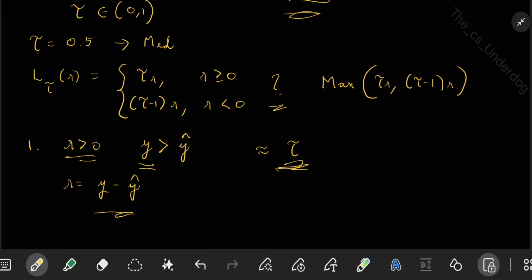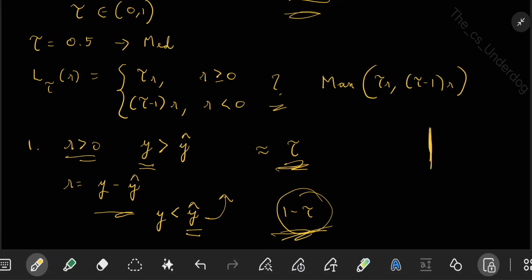But in case y is lesser than y cap, that means whatever you predicted went above the actually expected value. In this case, you are going to apply a penalty that is proportional to 1 minus tau. Why 1 minus tau? Because this r is going to be negative. That is why I wrote 1 minus tau here. So the logic here is, underestimation and overestimation are penalized differently. Why did I say that? Because there are two cases.